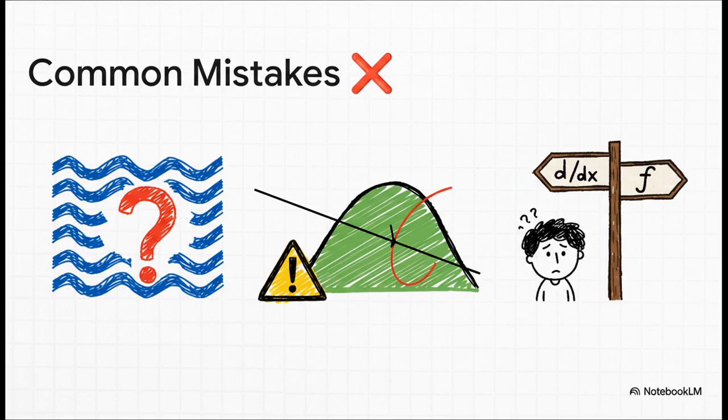So as you start playing around with these ideas, here are just a few little traps people fall into. First, don't forget that plus c when you integrate. Second, make sure you know if you're talking about an average rate of change over a long time or the instantaneous rate at one specific moment. And finally, just take a breath and make sure the problem is asking you to break something down with a derivative or build it up with an integral.